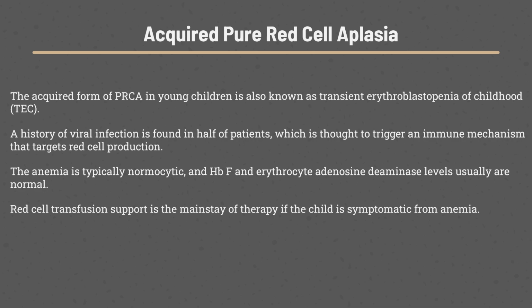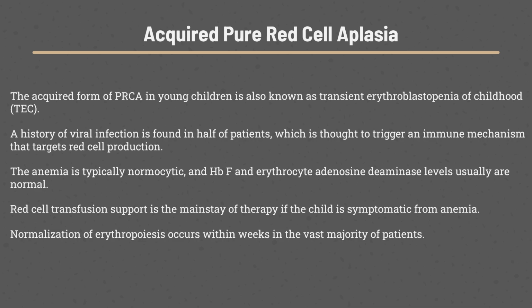Red cell transfusion support is the mainstay of therapy if the child is symptomatic from anemia. Normalization of erythropoiesis occurs within weeks in the vast majority of patients. There may be a genetic predisposition to transient erythroblastopenia of childhood in some families.